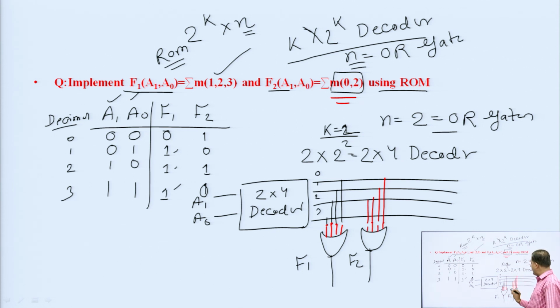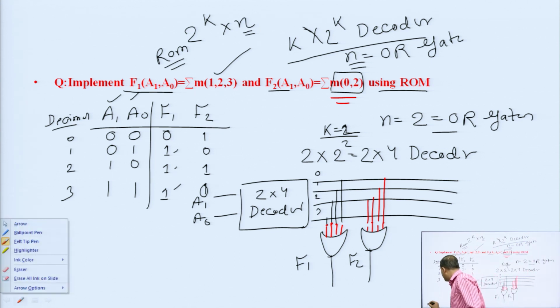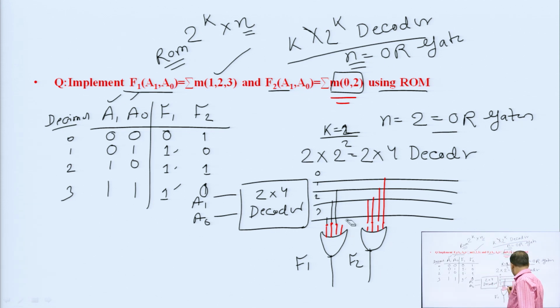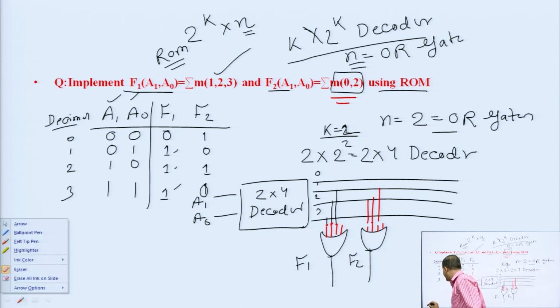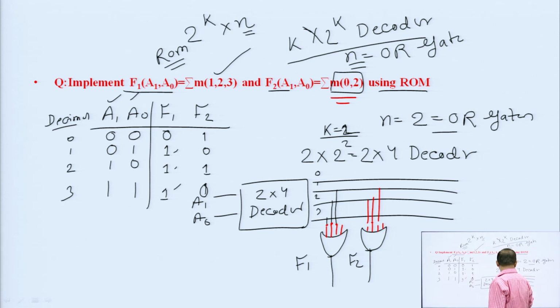You can see the gap here, that is not connected. We can check this more clearly: there is no connection here and no connection here. This is connected, 0 and 2 are connected, and for F1 the 1, 2 and 3 connections are there. So this is a ROM, we have implemented this function using a ROM. Okay, clear?